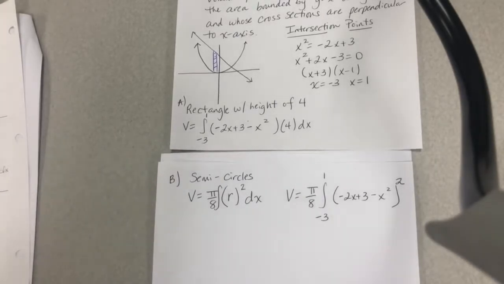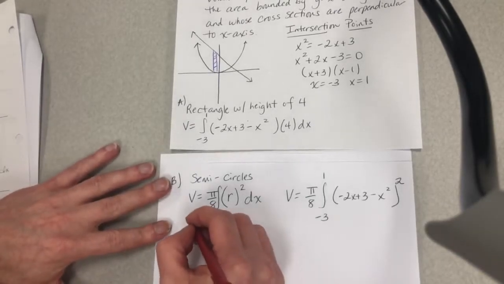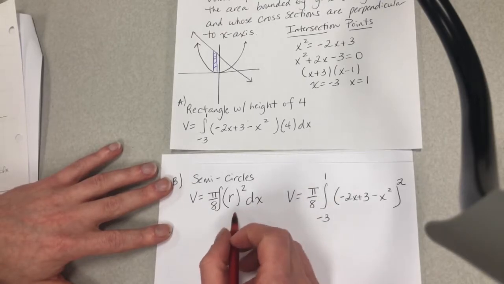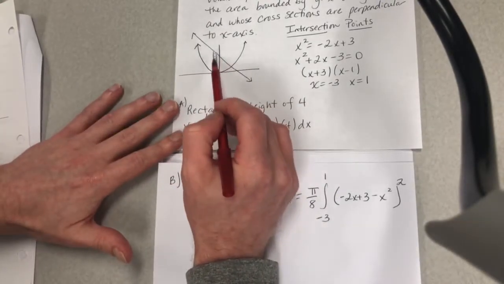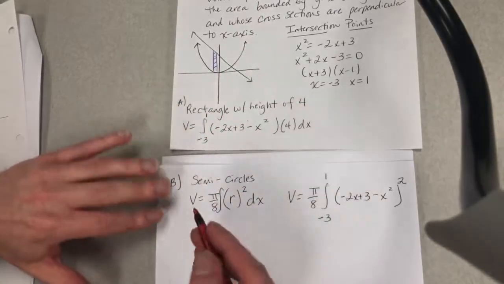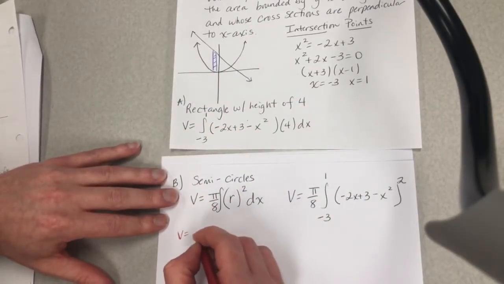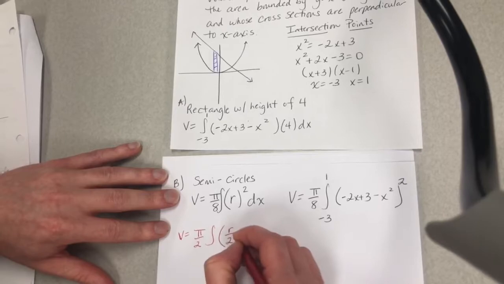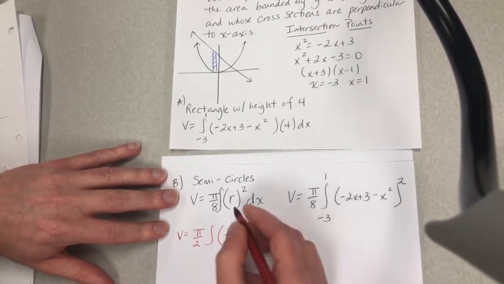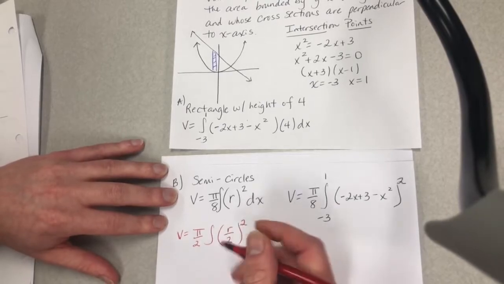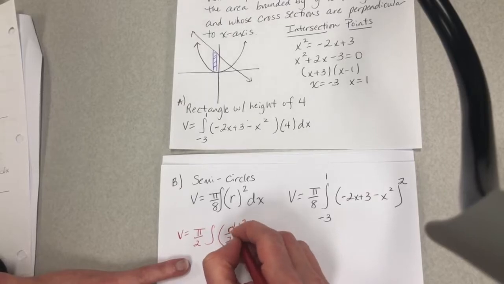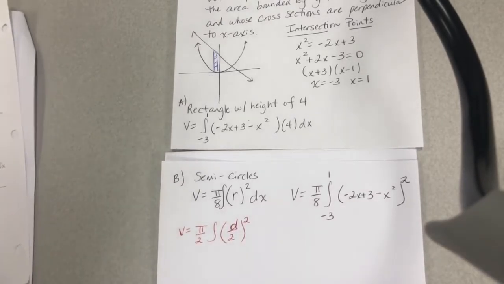Now, where does it come from? Well, we already know that the diameter is twice the radius, correct? And so in order to get our radius, this region right here is going to be the diameter of the semicircle. So we would have something that looked like this, pi over 2 times r over 2 squared, d over 2 squared. Okay, so in this case, your diameter is going to be your top curve minus bottom curve.